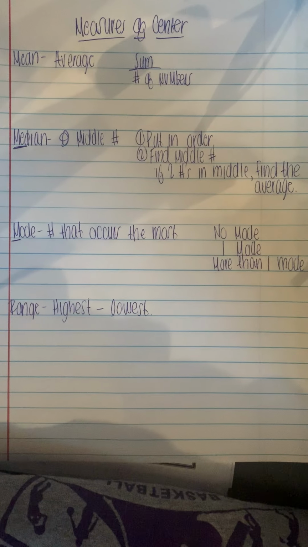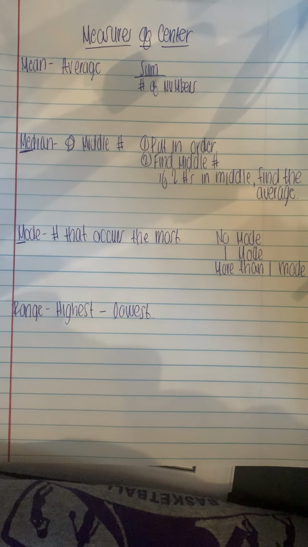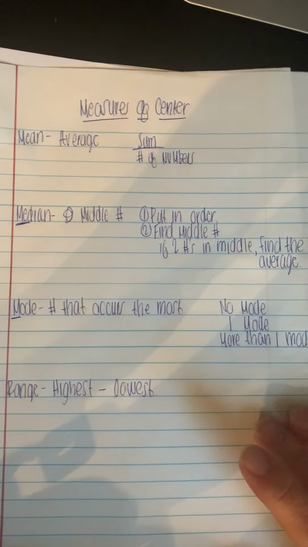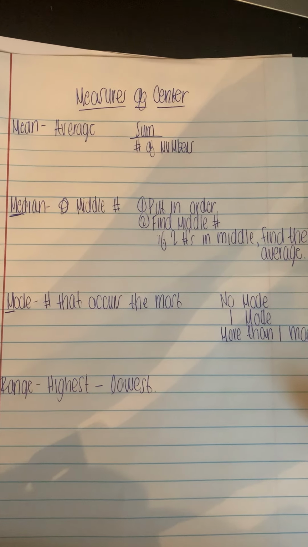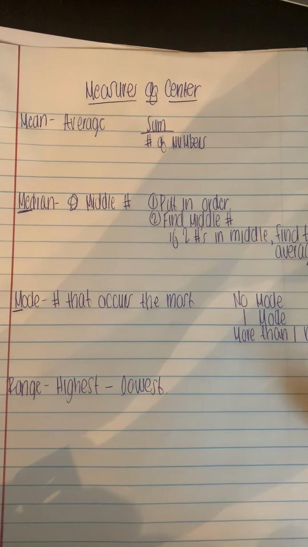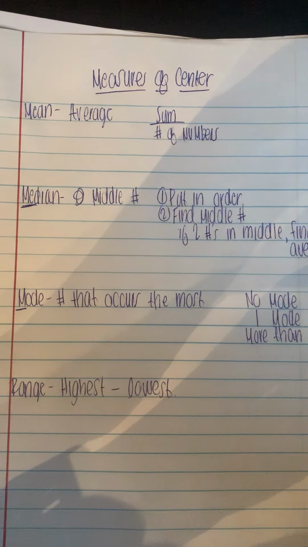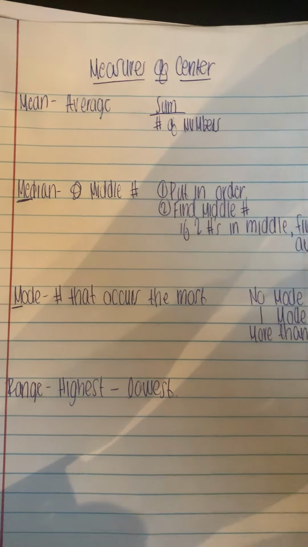And last is the range. The range, you simply take the highest number, take away the lowest number. So I'm going to do some examples here. I'm going to be doing the median, mode, and range. If you do need the mean, you can go back to the video that I posted on Tuesday. That will help you with that.